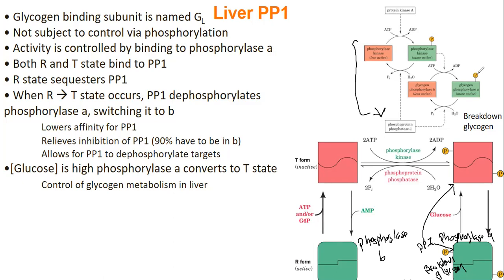However, when we get to the state that the cell has a lot of glucose, the R form of phosphorylase A switches to the T form. When you're in the T form, since you already have PP1 bound, PP1 is already right there to do it, it removes the phosphates. And it's actually shown right here. Here's PP1. It will remove the phosphates, converting our phosphorylase A to the B form.